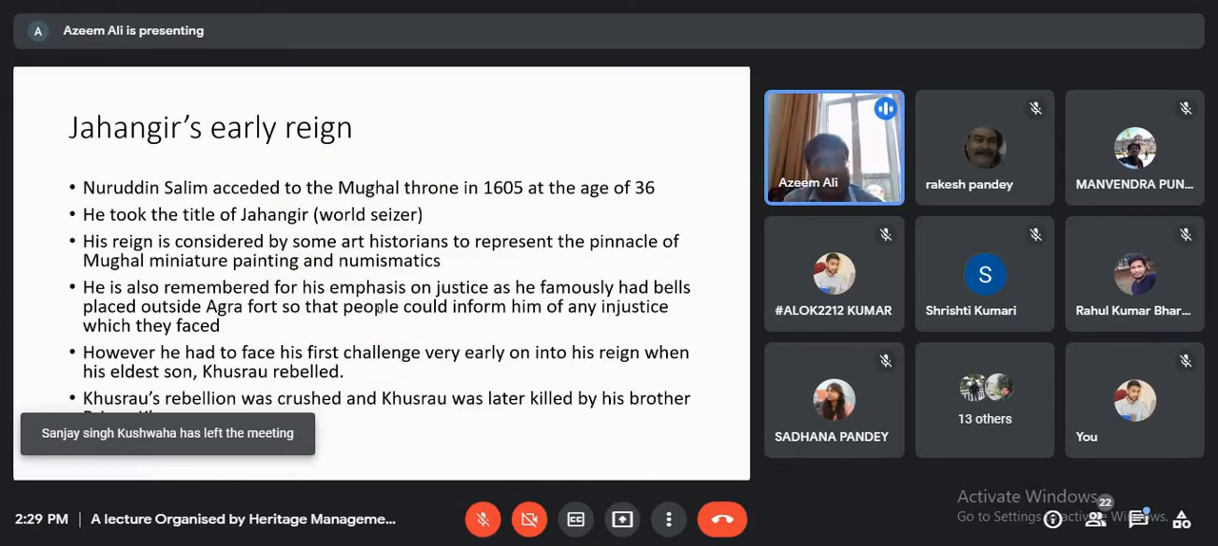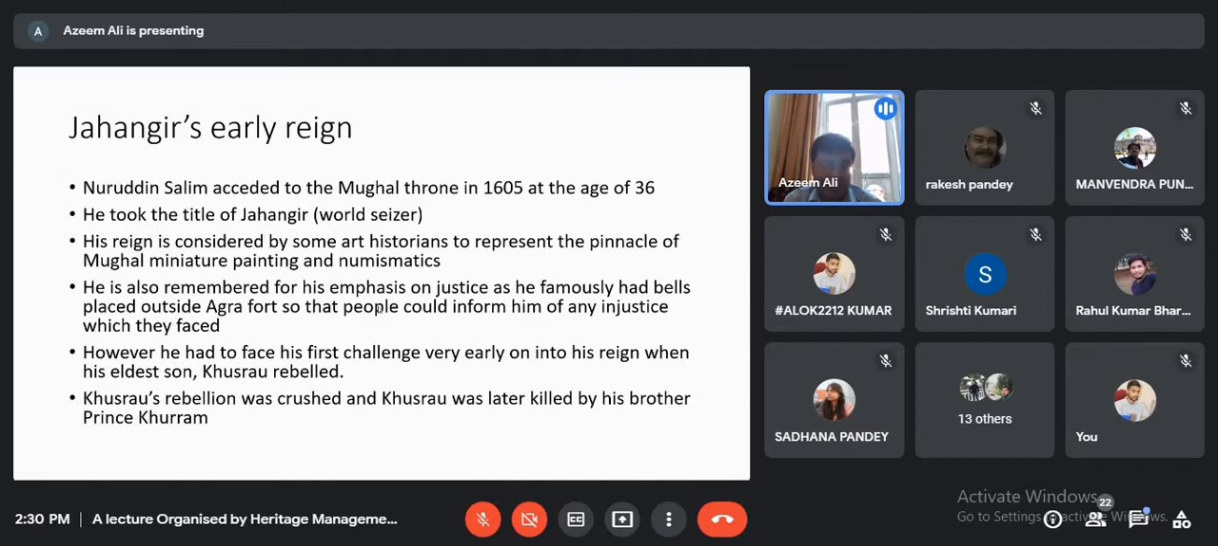So Jahangir, his original name was Nuruddin Salim, and he ascended to the throne in 1605 at the age of 36. And he took the title of Jahangir, which means world Caesar. His reign is considered by some art historians to represent the pinnacle of Mughal miniature painting and numismatics. And he's also remembered for his emphasis on justice, as he famously had bells placed outside Agra Fort so that people could inform him of any injustice which they faced.